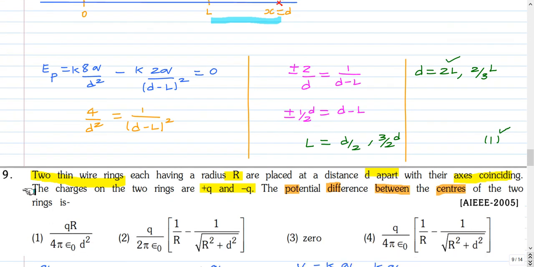This is the next question. Two thin wire rings, each having radii R, are placed at a distance D apart with their axis coinciding. The charges on the two rings are plus Q and minus Q. The potential difference between the centers of the two rings is. You can pause and attempt this question.